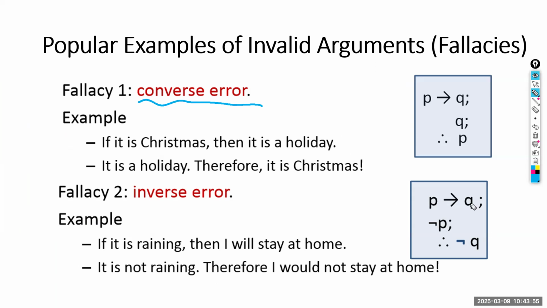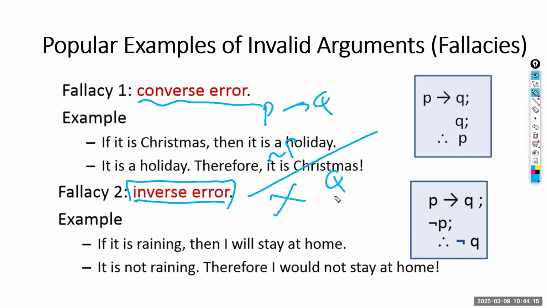This is another error, inverse error. P implies Q, not P, therefore not Q. Right? So when P happens, Q happens. But P has not happened. That doesn't mean that Q has not happened. So those are common errors.